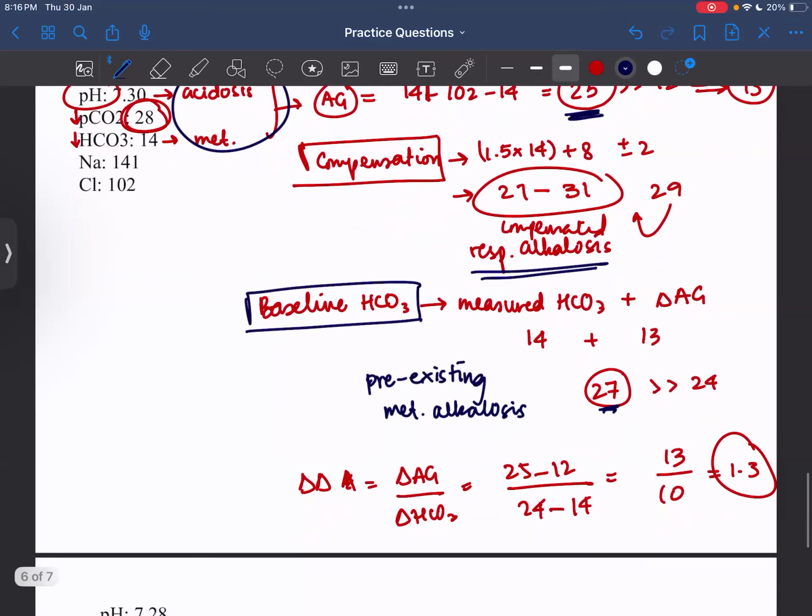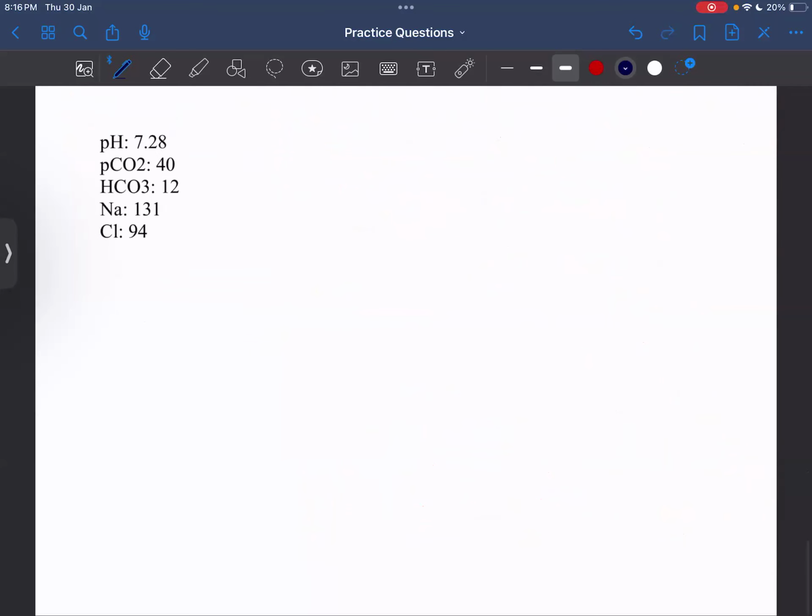So okay, let's move on. This is our last question. Once again, we look at the pH. This is acidosis. Please don't be metabolic. I'm sick of that. Looks like it kind of is metabolic. Yeah. I guess metabolic acidosis is just the most common, and that's the one that you'll be tested on the most.